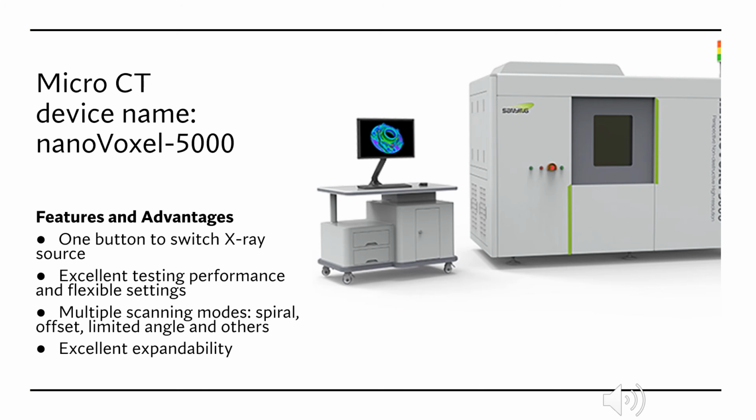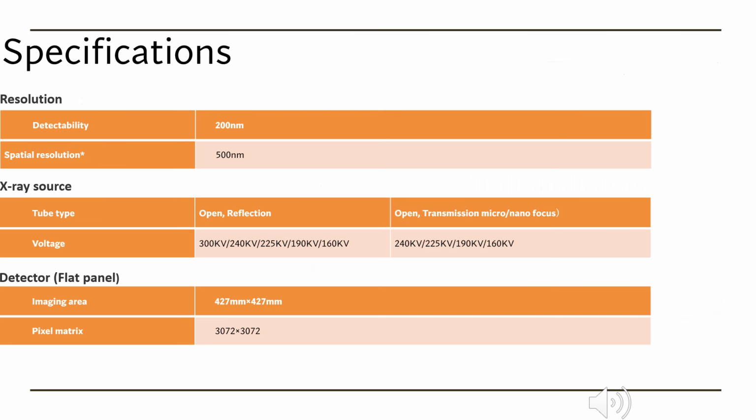The third and the last device is also a micro type. The device name is NanoVoxel 5000. The features and advantages of the device are one button to switch the X-ray source, excellent testing performance, and flexible setting. Multiple scanning modes such as spiral, offset, limited angle, and others. Excellent expandability. For the specification of the device, as we saw before for the other tools, we have the resolution, X-ray source, and the detector, and we're going to see in the other slide the sample and equipment.